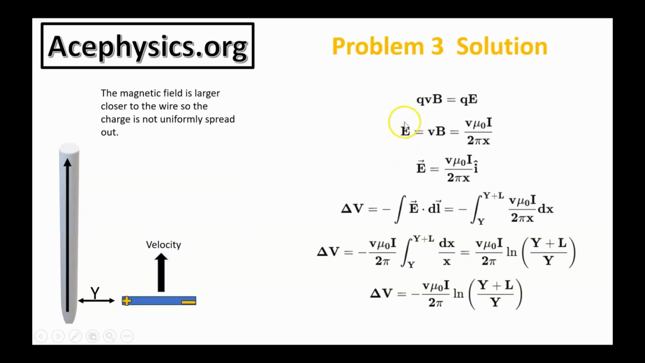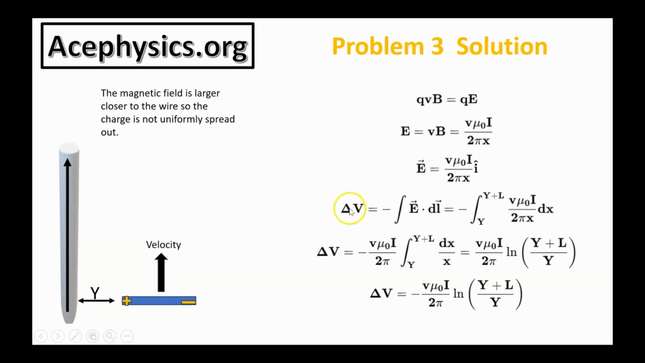We've already seen that the electric field inside the rod is equal to the velocity times the magnetic field. In this case, the magnetic field created by a current-carrying wire is mu naught I divided by 2 pi x, where x is the perpendicular distance from the wire to any point in space. This tells us that the electric field is equal to the velocity times mu naught I divided by 2 pi x. The electric field is a vector.